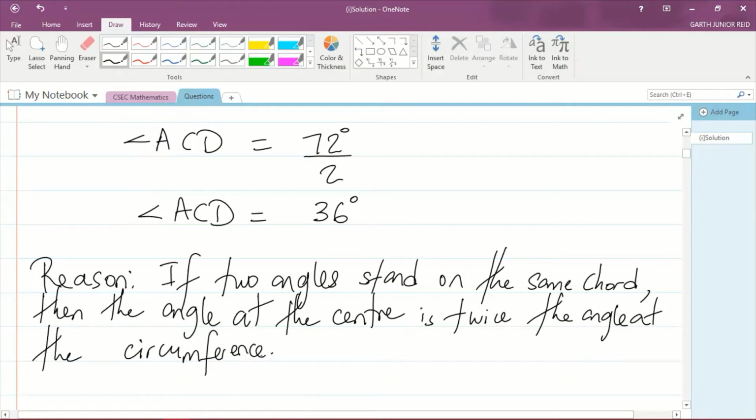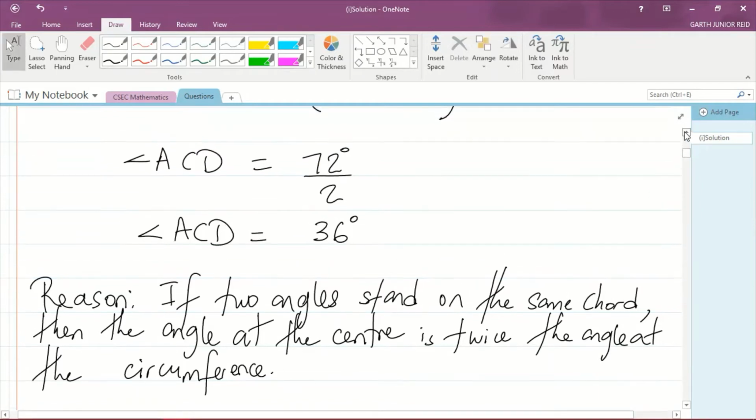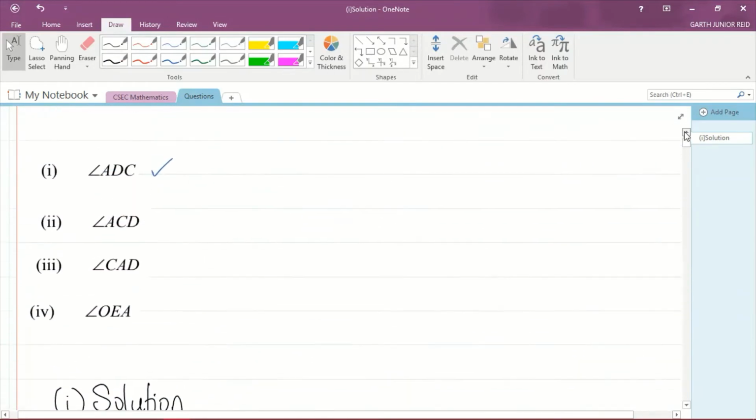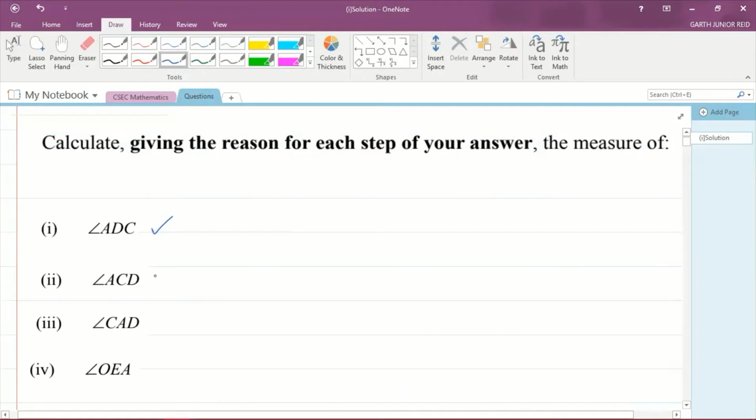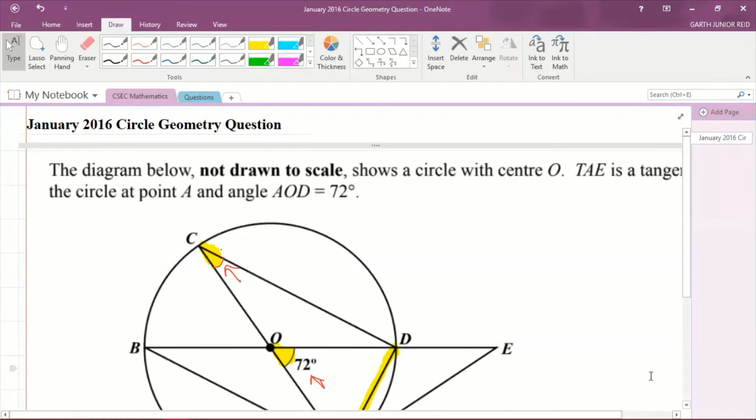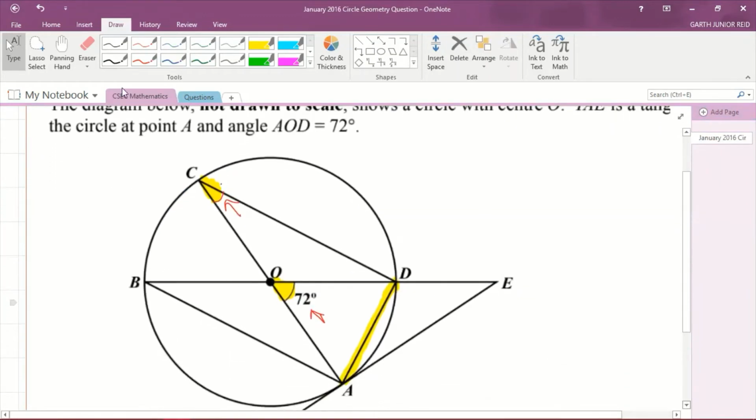Good. So that is our reason. Great. So we are now finished with the second part of the question, which is angle ACD. Now, I would just like to go back to this angle that we were speaking about. The first angle that they asked us to calculate, angle ABC, is equal to 90 degrees. And we stated that the angle in the semicircle is 90 degrees.